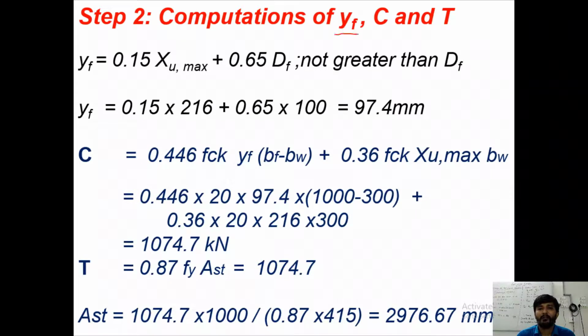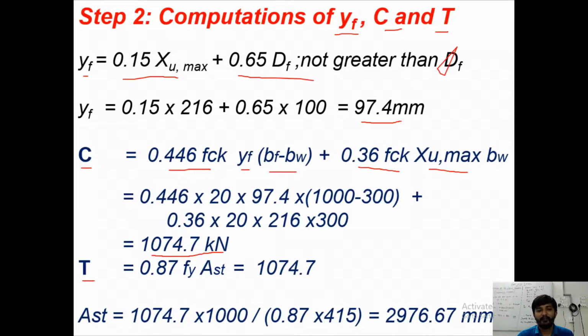To calculate YF, C and T, which is step number 2. The YF formula we already know: 0.15 XU max plus 0.65 DF, but not greater than DF. So if you put the values, you will get your YF value as 97.4 mm. C is equal to 0.446 FCK YF (BF minus BW) plus 0.36 FCK XU max into BW. So we know all the values in this equation.